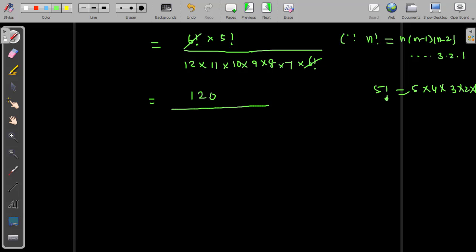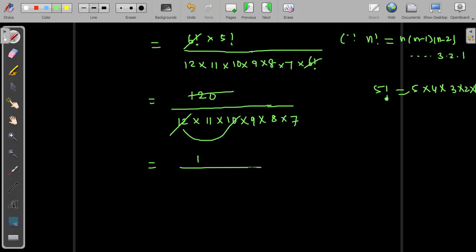So divided by the denominator, I'm writing the same as of now, 12 times 11 times 10 times 9 times 8 times again 7. If you look here, in the numerator 120 is there, and here 12 times 10 is 120. This 120 and 120 cancel out. The leftover part is 1 divided by the denominator 11 times 9 times 8 times again 7. This is the leftover part.